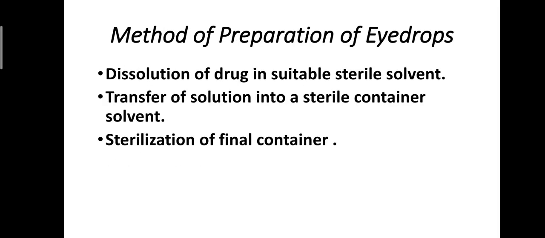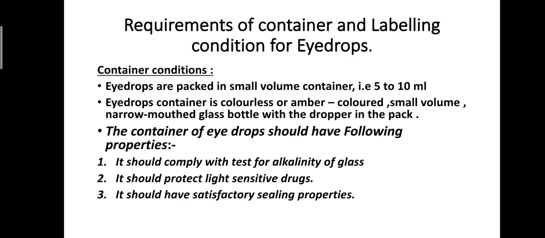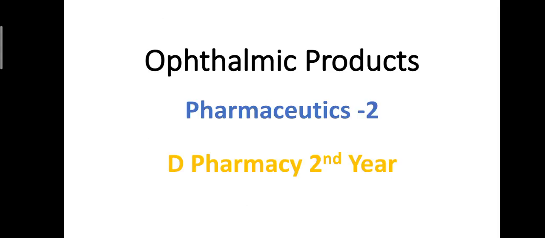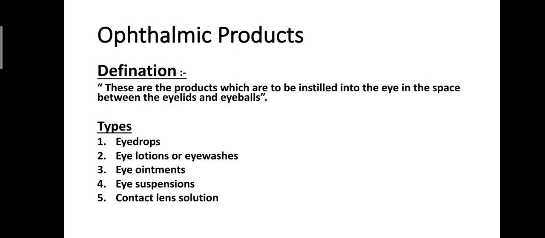Definition of ophthalmic products, ideal qualities of ophthalmic products. Ophthalmic products are the products which are to be instilled into the eye in the space between the eyelids and eyeballs. Types of ophthalmic products: eye drops, eye lotions or eye washes, eye ointments, eye suspensions, and contact lens solution.